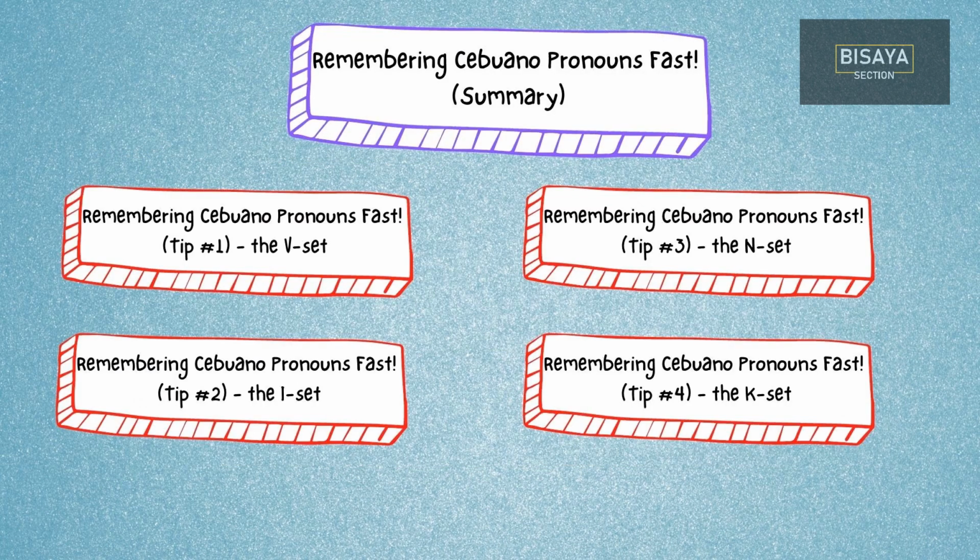As a summary, in order to remember the Cebuano pronouns fast, here are the tips. Tip number 1 is that the V set or the varied set, if it's not included in the I or the N or the K set, then that would most probably be the varied set. Tip number 2 is that the I set is the second set of personal pronouns because they start with letter I. Same with the third set, which starts with letter N, and the K set starts with the letter K.